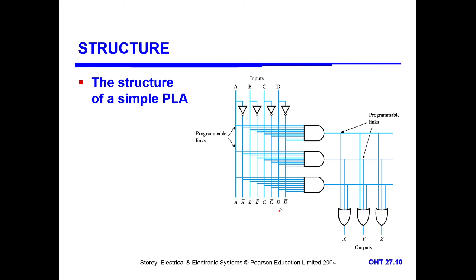So this is the PLA. See this one. Just now we explained it can have the NOT gates. This is the NOT array. Next one, it is having the AND array. Next one, it is having the OR array. NOT gates, AND gates, OR gates.